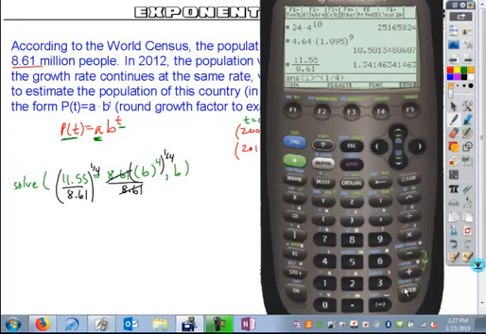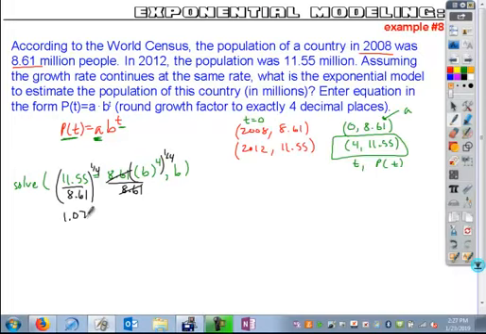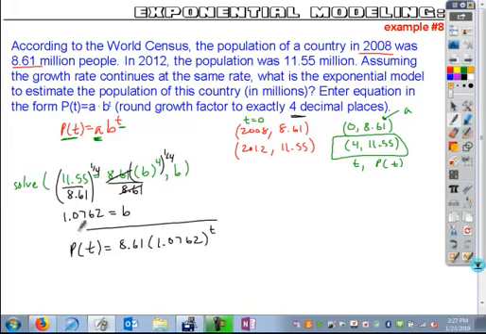It's already in decimal, so it should display as a decimal. So I get 1.0762 is my b value if I round it to 4 decimal places. And so when I write my equation, it's going to be p of t is equal to my initial amount, which I saw was 8.61, times my growth factor, all to the t. And so this is the equation or the function that represents that model.